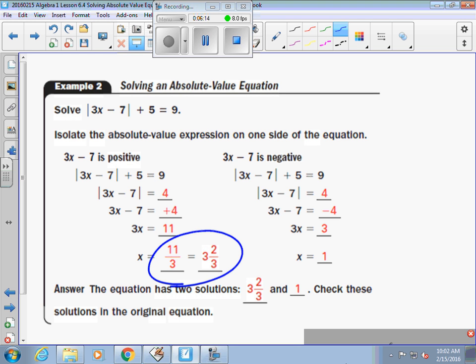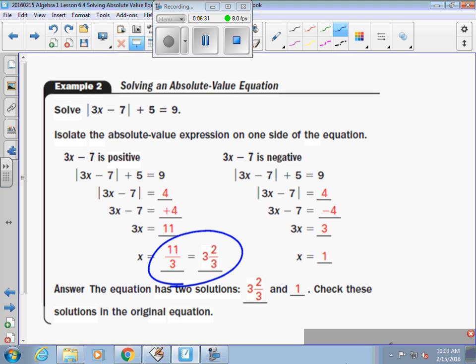3 times 1 is 3. 3 minus 7 is negative 4. The absolute value of that is 4. 4 plus 5 is equal to 9. That's true. The same thing's true with 3 and 2/3, or 11 over 3 is probably easier to plug in.